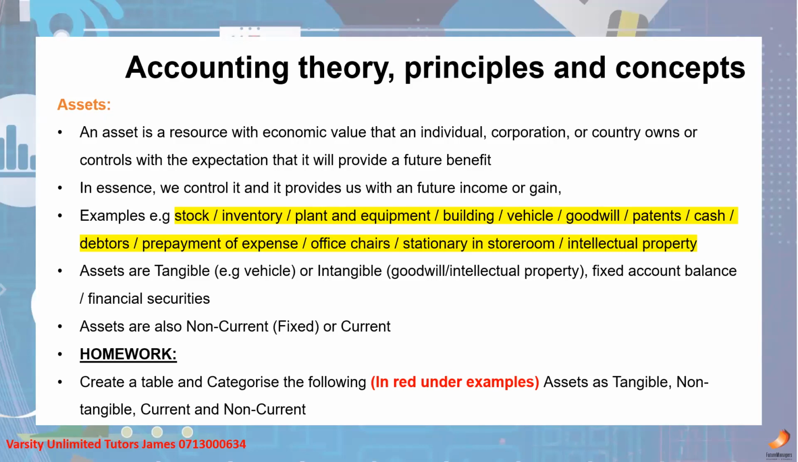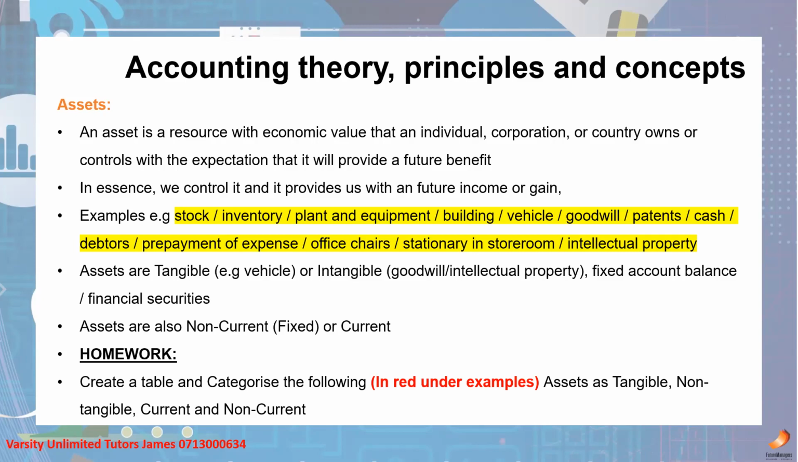When you say you've got stock or inventory, you are saying that you've got goods within the shop that you are going to sell within the next 6 months. So that is a current asset. You can liquidate it within 12 months. When we say something is non-current or fixed, we are saying that this cannot be liquidated in the following 12 months.